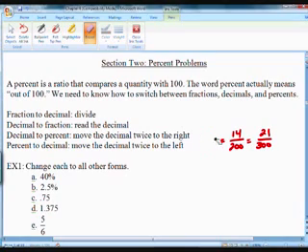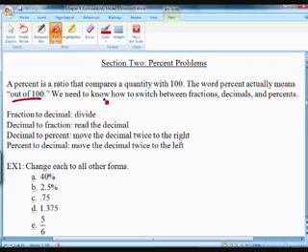That's what percent means, in case you had never seen that before. The word percent actually means out of 100. That's what I just said. We need to know how to switch between fractions, decimals, and percents. All three of those things are just three different ways of writing the exact same thing. Kind of like solid, liquid, gas, three different forms of matter. Fraction, decimal, percent, three different forms of a number.